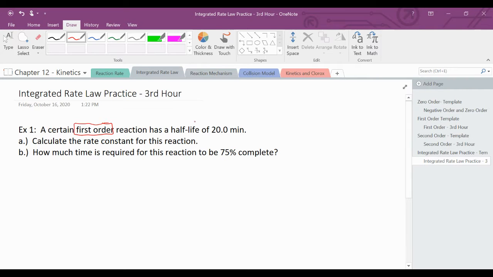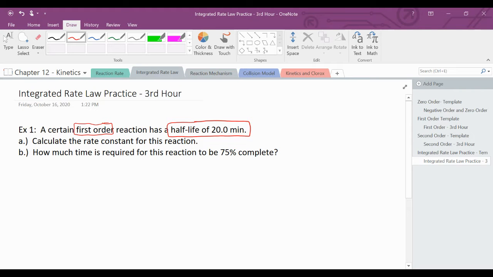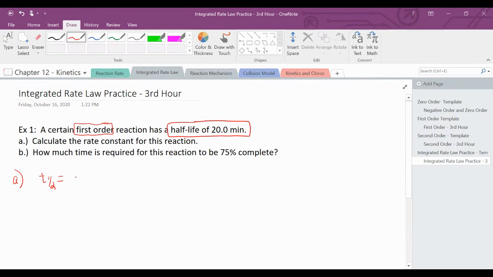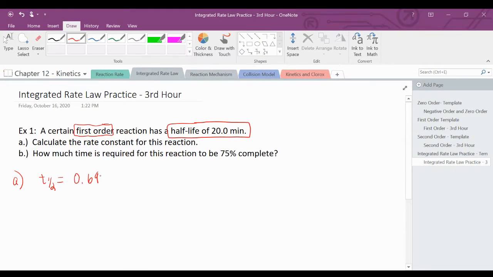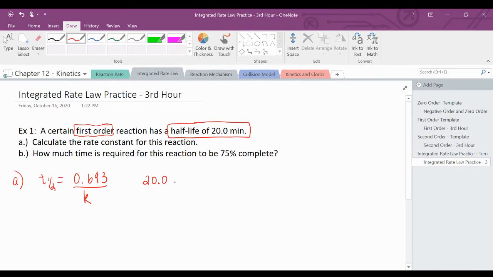All right. The second piece of information I give you is the half-life. So for us in A, we are going to have to use the first order half-life equation, and we're going to use that to find the rate constant. So let's write the equation first. T1 half is equal to 0.693 divided by K. And in this case, I know the time, and we're going to use this to find K.